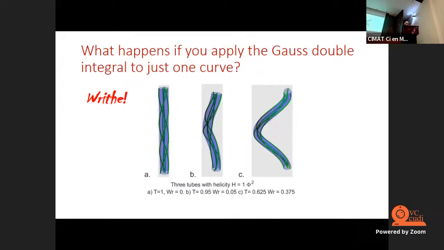So what happens when you apply the Gauss double integral to just one curve? It's no longer an invariant for those curves, but you get the writhe. And I have a couple examples to show. Here you have three tubes with helicity of one. And you can either have a twist of one, twist around the central axis and writhe zero, or the second middle one has a writhe of 0.05, less than 0.375.